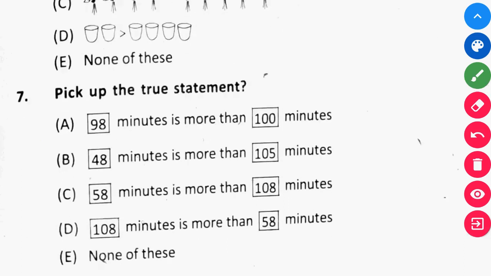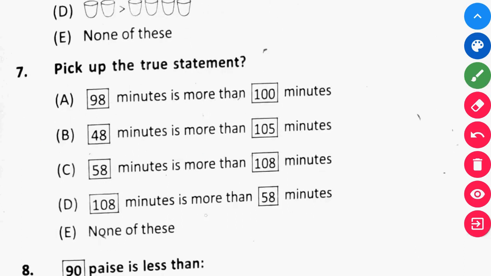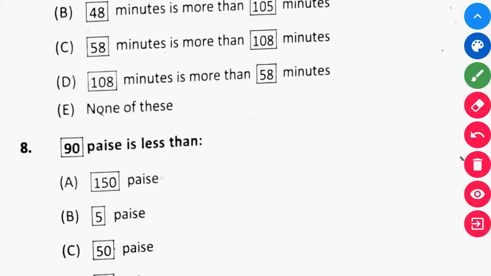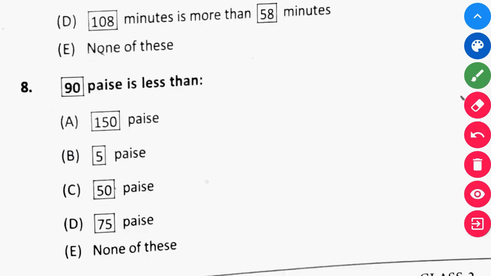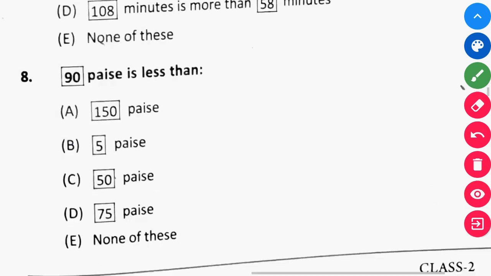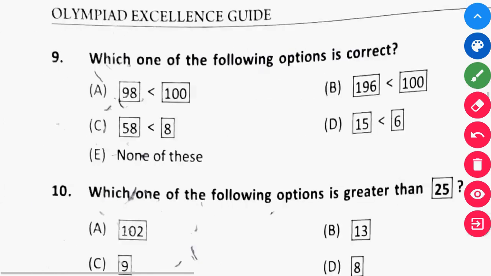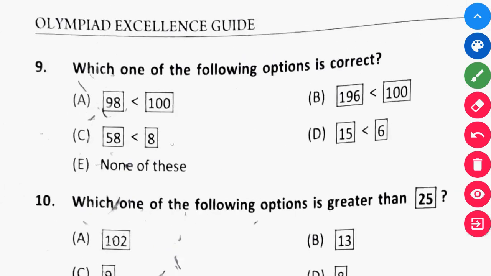Now again you have to pick up the true statement. You can pick it up because both the sides are given in minutes only, so you can easily find the answer. So this one is for homework, and the fifth one is also for homework. 90 paise is less than dash dash paise. Again the same unit paise is used, so you can do it. This ninth also is for homework.